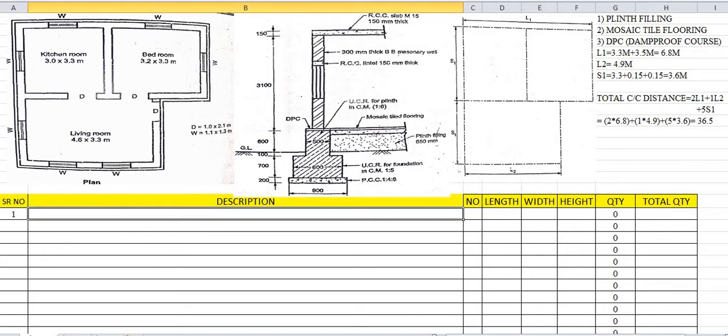As the first serial number, we will proceed with splint filling. This splint filling has been started. What is the depth of splint filling? Here the depth has been given as 650, which is somewhat visible. This splint filling has been mentioned as 650 mm. It is 6, it is not 8. It is 650. So 650 mm.